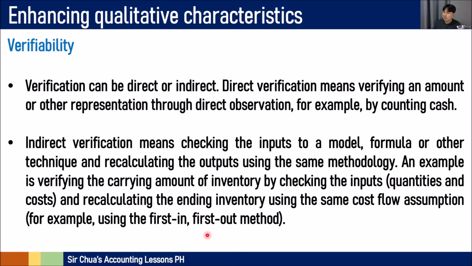So, pag si accountant A, kinompute niya yung ending inventory using first in, first out method. Si accountant B, pag kinompute niya rin yung ending inventory using first in, first out method, dapat ma-verify nilang isa't isa na. Sakto lang. Pareho lang dapat. Okay? Ganun po yung level ng verifiability na sinasabi natin. Using the same cost flow assumption, using the same methodology, you should recalculate the same output. Yun po yung example natin ng verifiability.